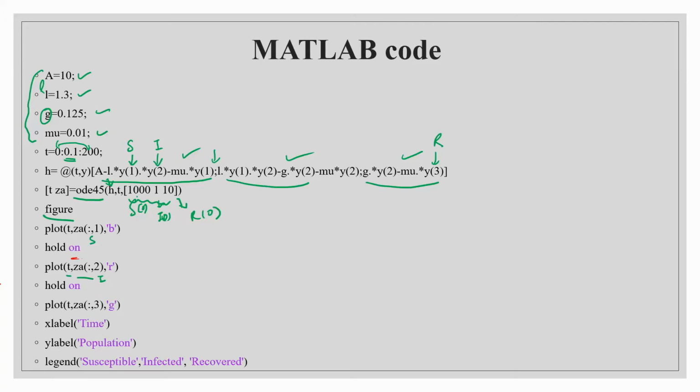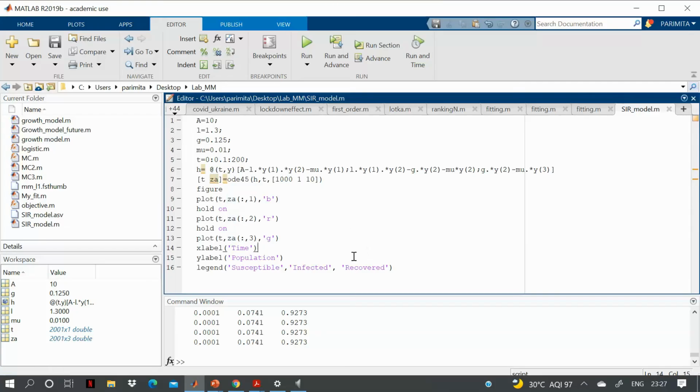And these are the labeling and the legends. So now what we will do, we will copy paste this MATLAB code in our software MATLAB, and then we will run and see what happens. So now I have copy pasted the code in MATLAB. You can see the code is same as what I have shown in my PPT. So now I will run this code from going to this run button.